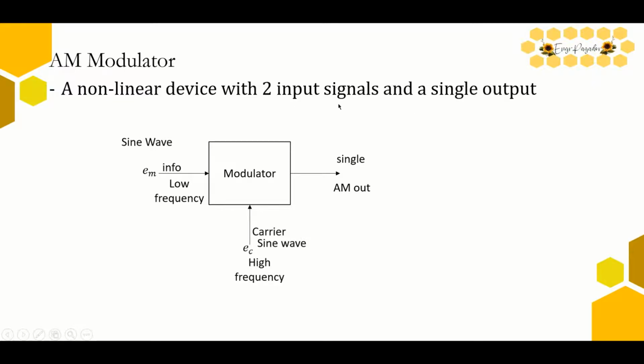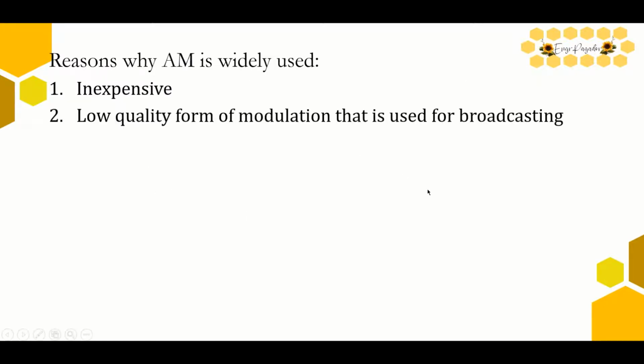Yung two input signals ng modulator natin is yung information signal natin, which is at low frequency, sine wave for example, and then yung carrier sine wave natin, which is of high frequency, tapos ang output niya will be the amplitude modulated signal. So there are certain reasons why the amplitude modulation is widely used. So first, it is inexpensive, and second, low quality form of modulation that is used for broadcasting.